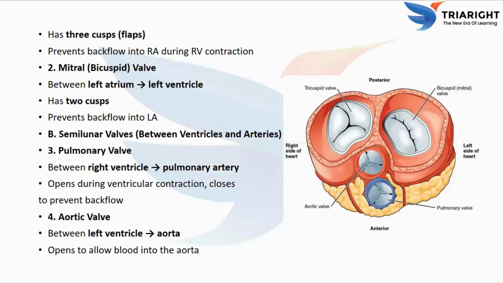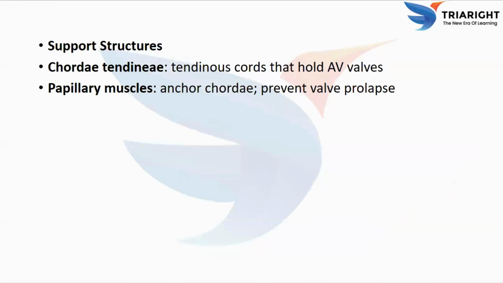So next, coming to the structures that support the heart walls. The AV valves, like the tricuspid and mitral valves, need extra support because they open and close with strong pressure, right? These support structures prevent them from flipping backward. There are two support structures. What are they? Chordae tendineae and papillary muscles.